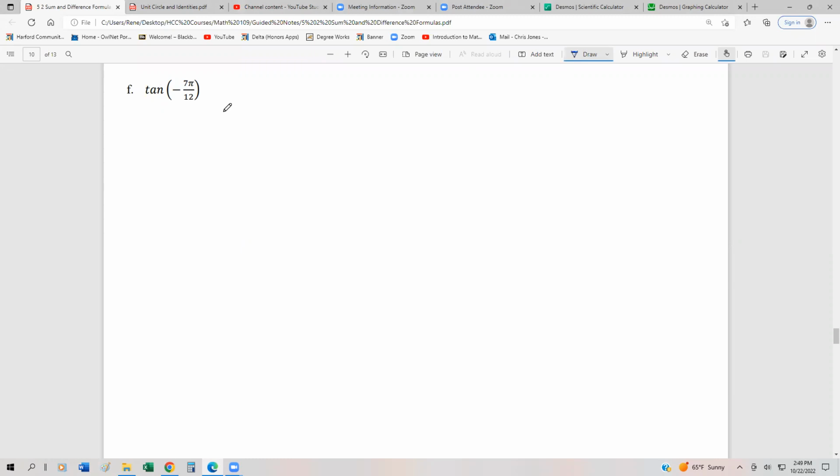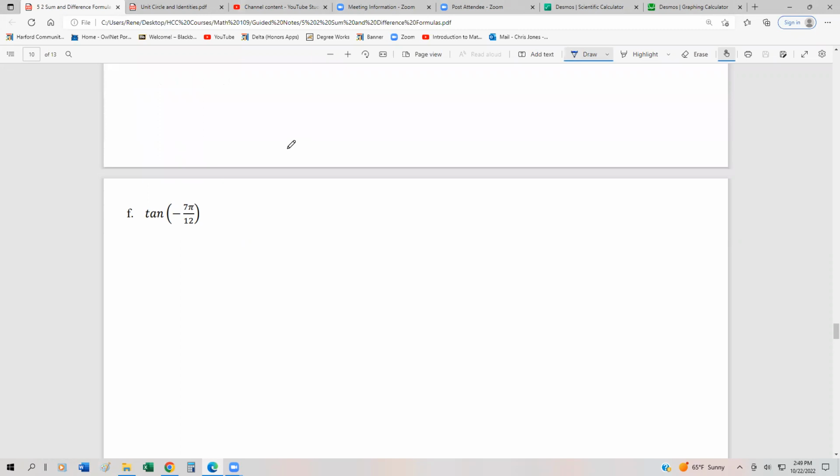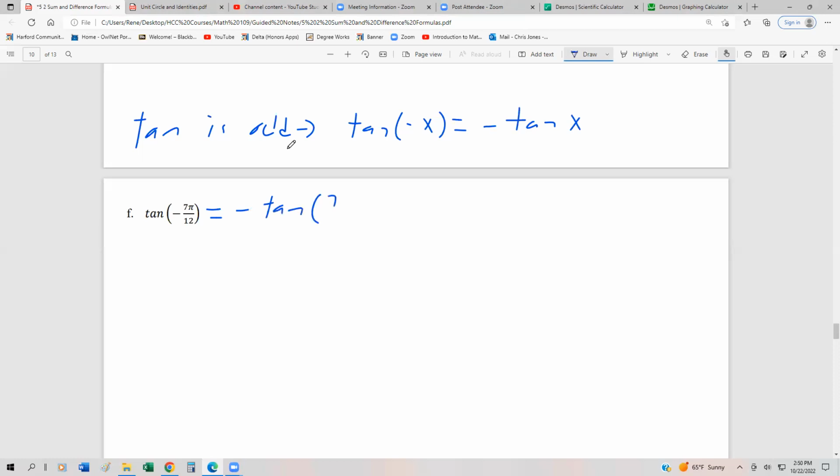Now, one thing that we can do with this is remember that the tangent function is odd. And since tangent is odd, what that means is that the tangent of the opposite of x is equal to the opposite of the tangent of x. So this is really the same thing as the opposite of the tangent of 7 pi twelfths. That way we don't have to worry about the negative angle inside of here. And just to remind yourself, sine is also odd and cosine is even.